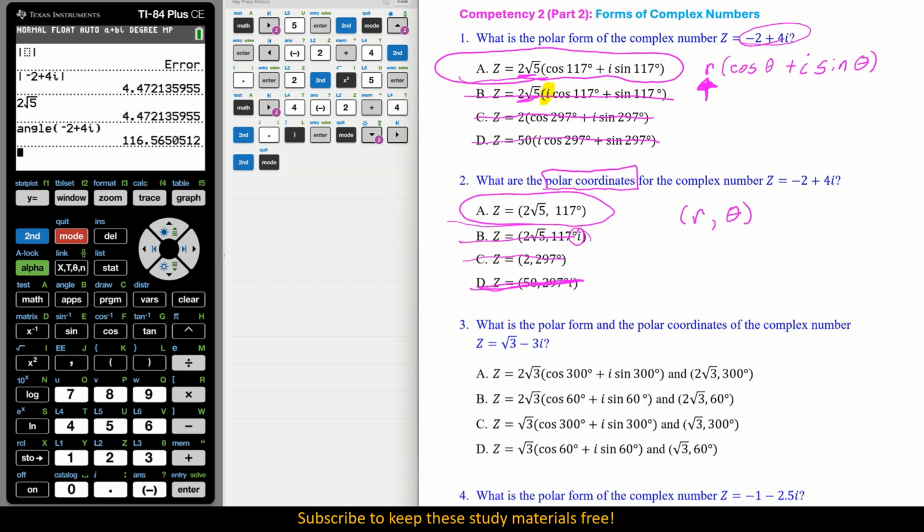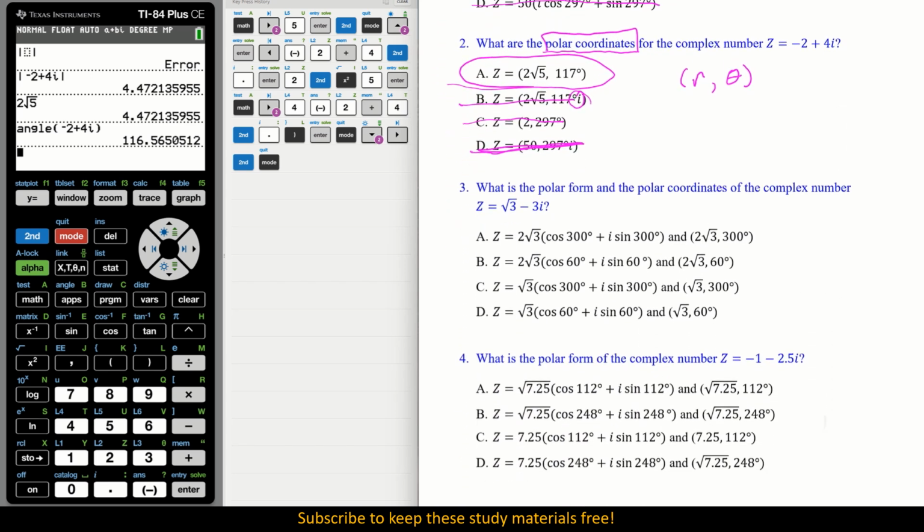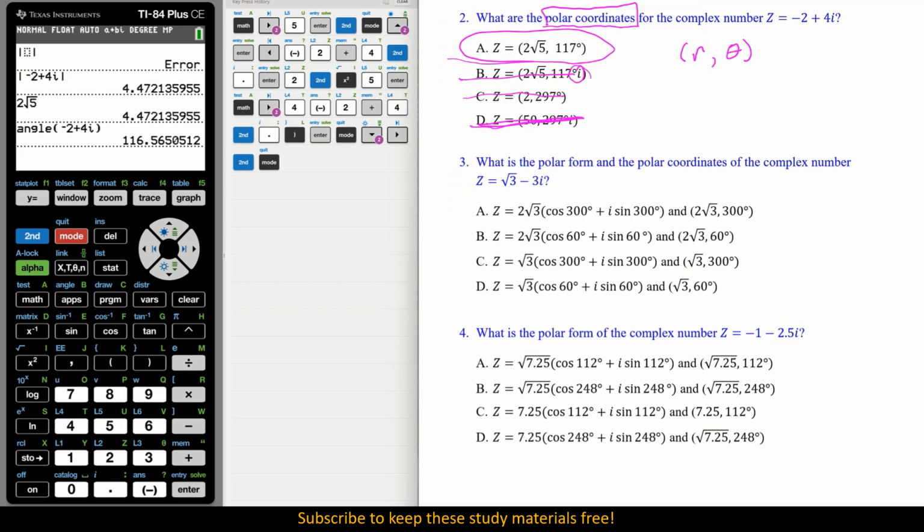All right. So now let's go to the next one. What is the polar form and the polar coordinates of the complex number z equals square root of 3 minus 3i? We just go through the same motions. It does make sense, however, to double check that if anything's out of the correct format. It looks like everything's in the right format.